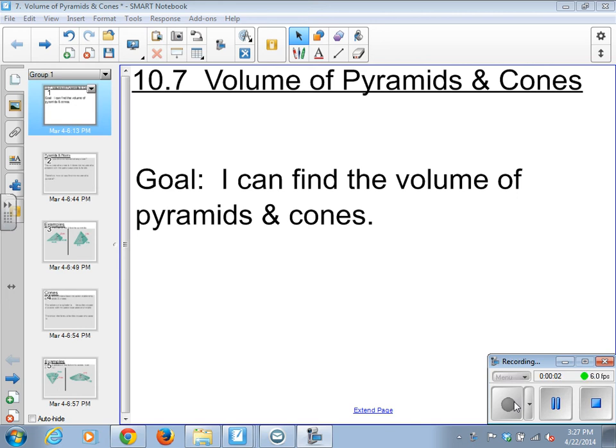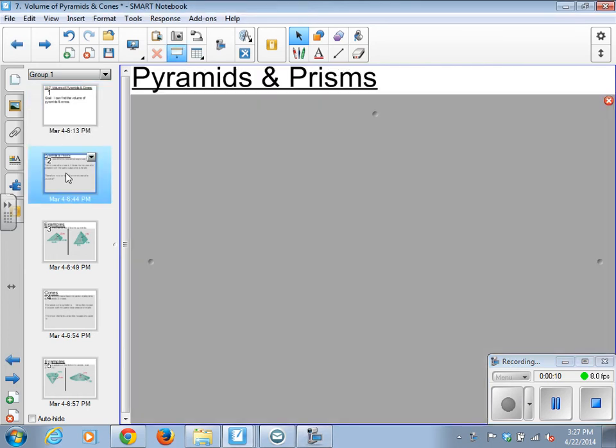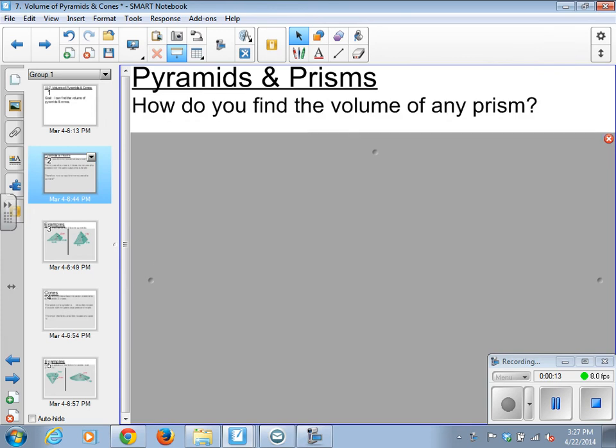Today we're looking at the volume of pyramids and cones. Our goal is to find the volume of pyramids and cones. Let's talk about pyramids and prisms to start off.